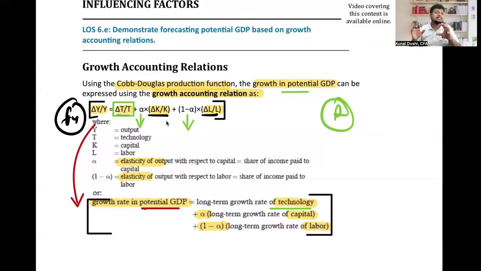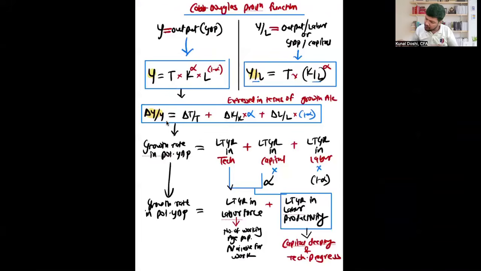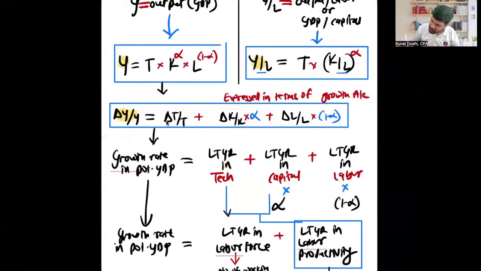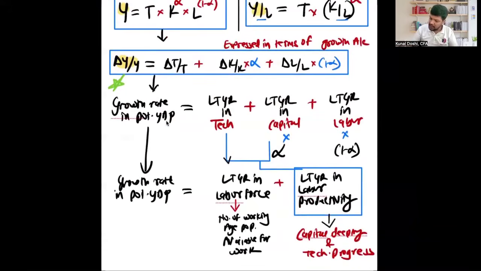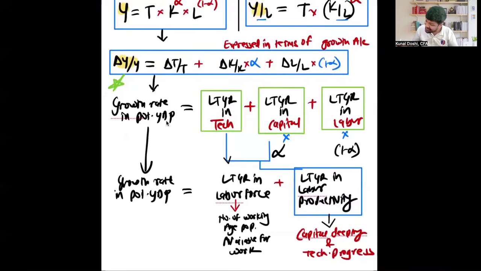Okay. High chance of the Cobb Douglas production function or growth in potential GDP to be asked in the exam. Okay, this is one of the most important formulas, the Cobb Douglas production function. This is more important. Okay, clear. Long-term growth in technology, long-term growth in capital, and long-term growth in labor.